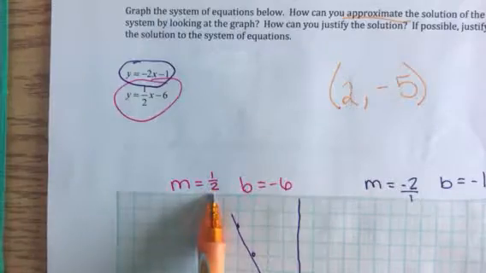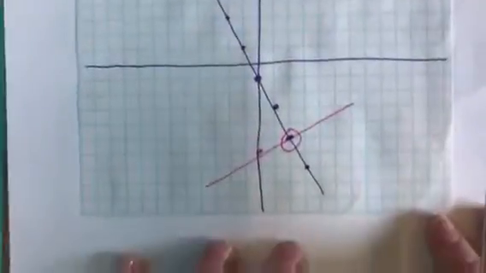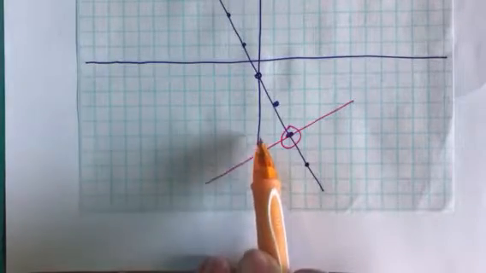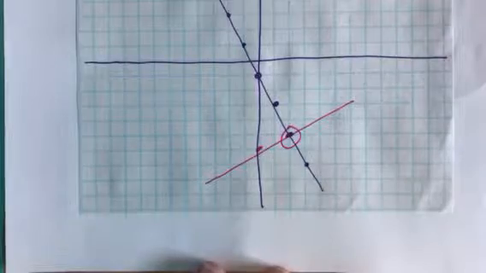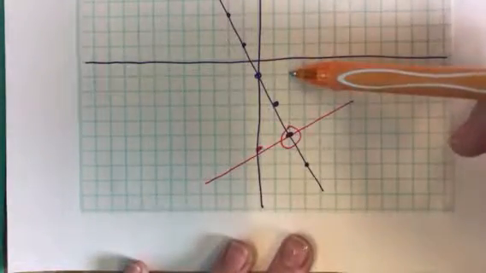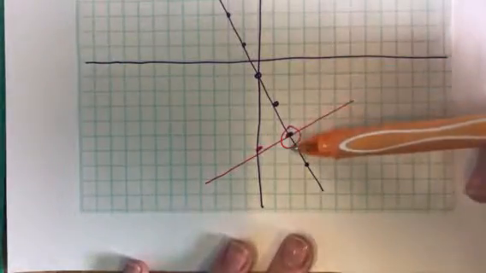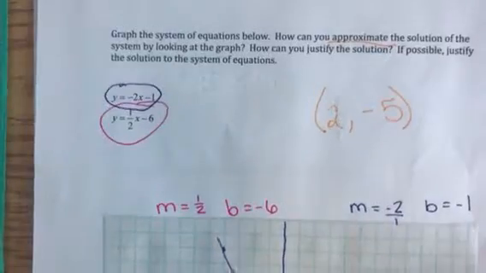This has a slope of 1/2 and an intercept of negative 6. So we're going to start down here at negative 6, and then we'll go up 1 over 2, and right there is our solution. If we name this point, this is the point positive 2, right? 1, 2, 3, 4, 5, negative 5. So that makes our solution 2, negative 5.